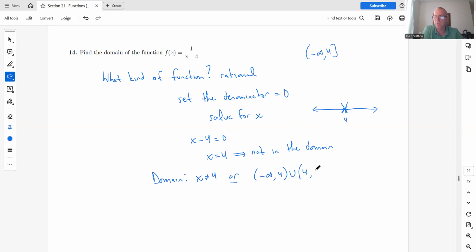Union 4 to infinity. So you can see now we have every real number except 4, because we're not including it here, but every other real number we are including. So we're including all of these, with a little hole there, and then everything else. That's a good way to write it. Sometimes that might be acceptable, depending on how the question asks you to put the answer. But for a rational function, you set the denominator equal to 0, solve for x, and whatever you find is not in the domain, everything else is.